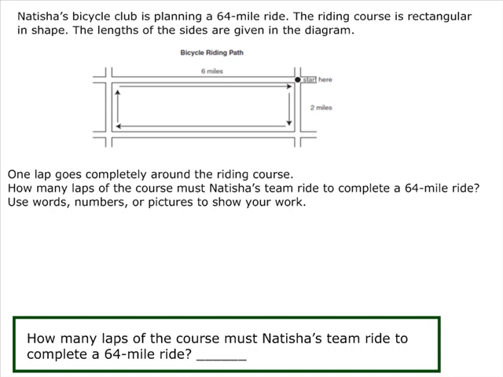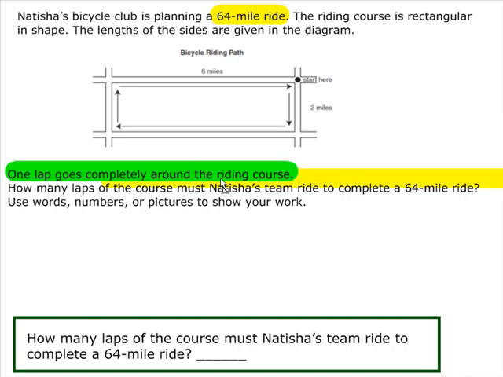So let's begin by highlighting the key information and the key part of the question. In the first sentence, we read that Natisha's Bicycle Club is planning a 64-mile ride. That length seems key here. And then we also read that one lap goes completely around the riding course, and we're asked how many laps of the course must Natisha's team ride to complete a 64-mile ride.